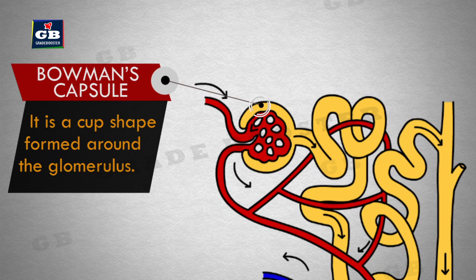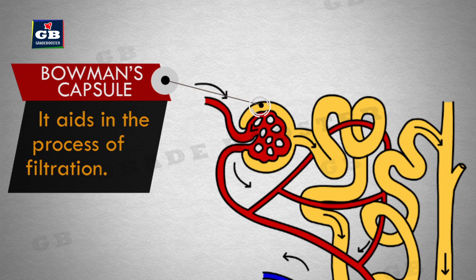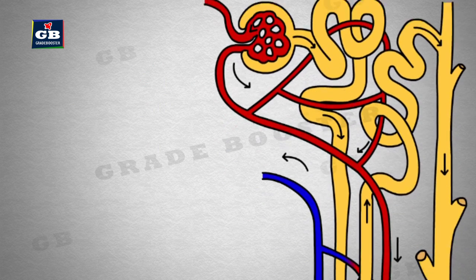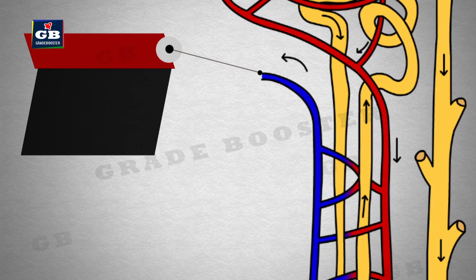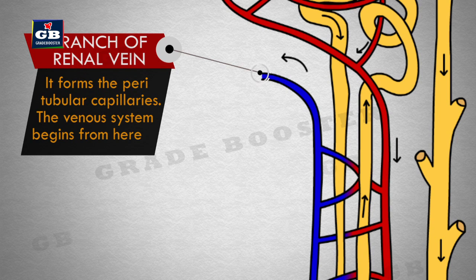This is Bowman's capsule. It is a cup shape formed around the glomerulus. It aids in the process of filtration. Branch of renal vein. It forms the peritubular capillaries. The venous system begins from here.